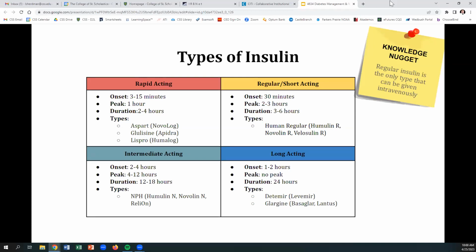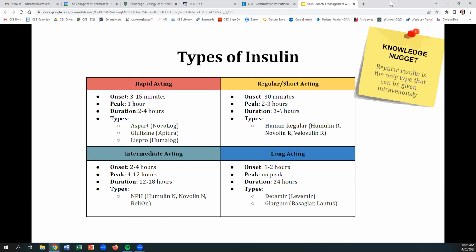It's rapid because it starts quick. The onset is really fast. Within just a few minutes, 3 to 15 minutes, depending on the person, is when this insulin is going to start working. The peak is an hour. So this insulin is going to be at its peak strength for 1 hour, and it's going to last then for 2 to 4 hours.